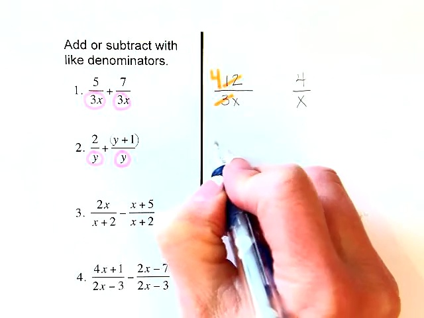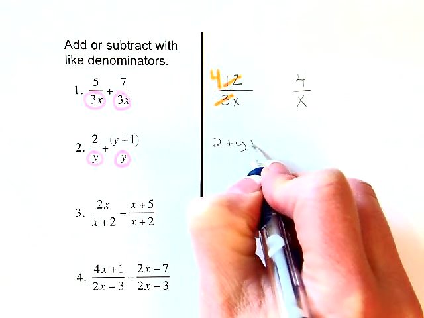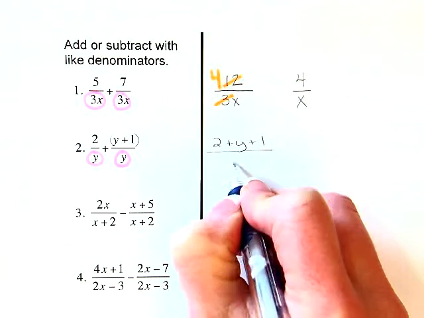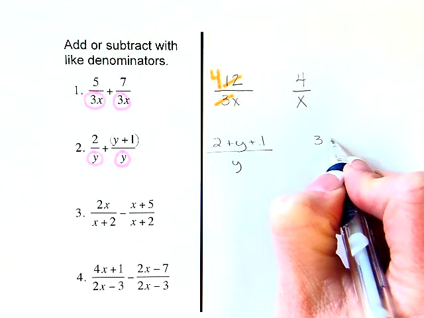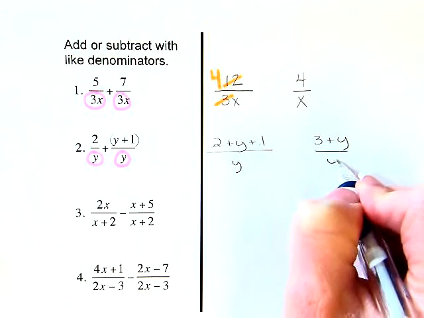So we're going to combine like terms. I'm going to write this out. 2 plus y plus 1 over y. So 2 and 1 is 3. So we have a 3 plus y over a y.